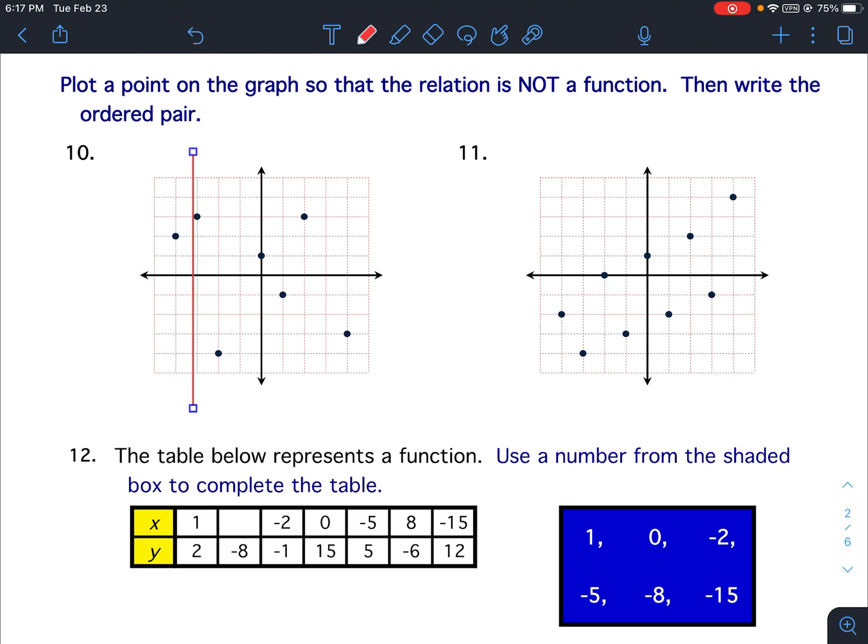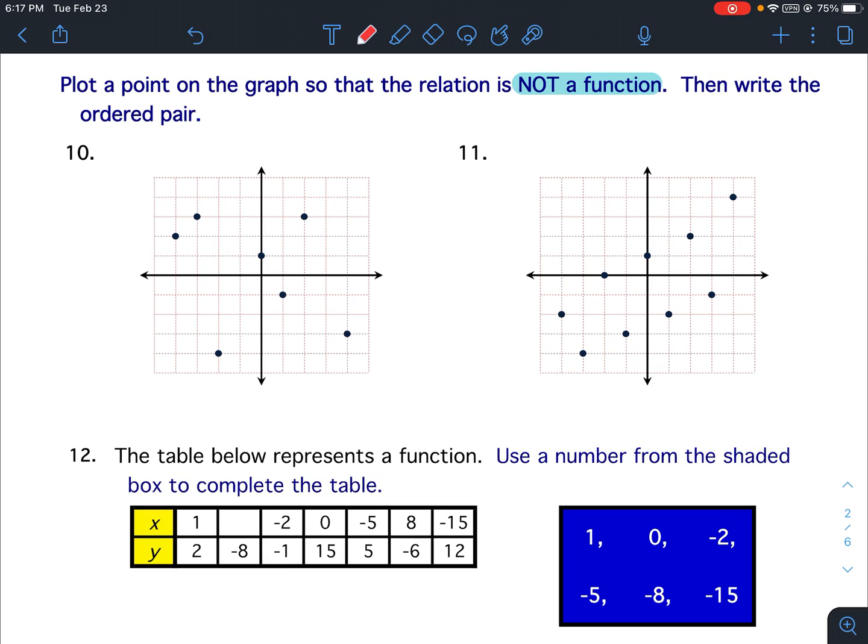If I did the vertical line test right now, if I moved this across the graph, then yes, they're going to be functions. For both of them, it never goes through more than one point. So yes, they would pass the vertical line test. What it's asking you to do is to make it not a function. They want you to make it not a function. How do we do this?